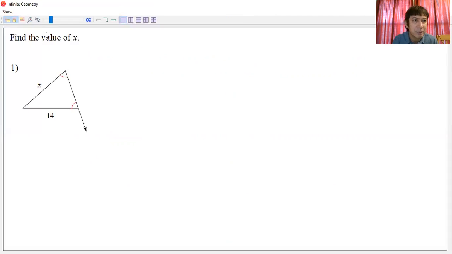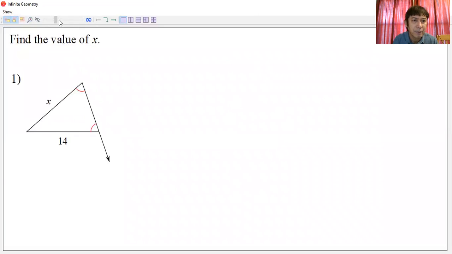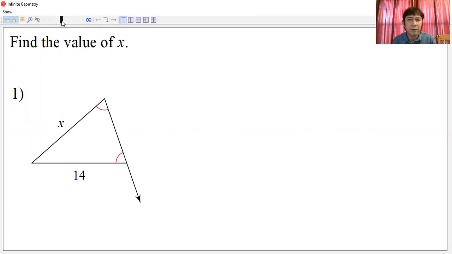All right, here's the first diagram. Find the value of x. The x here is a side, so we can see the diagram. It involves a triangle, and the triangle has one given side and two angles that are given congruent. They're equal. So we have some definitions and theorems about isosceles triangles.